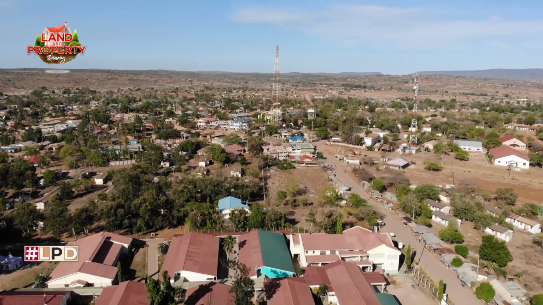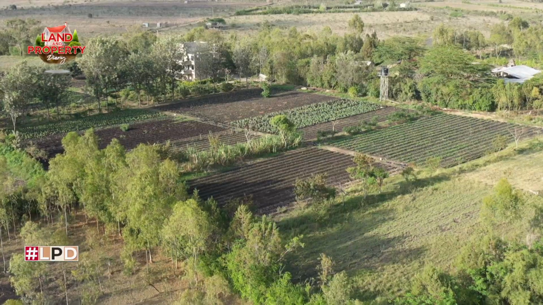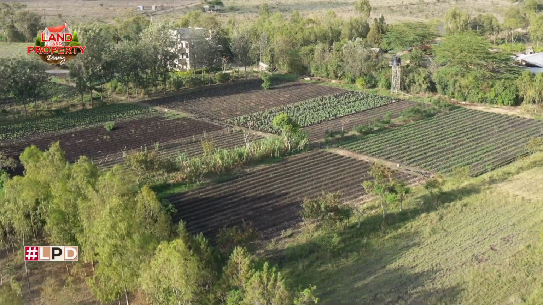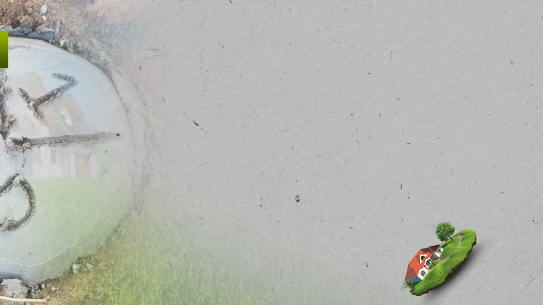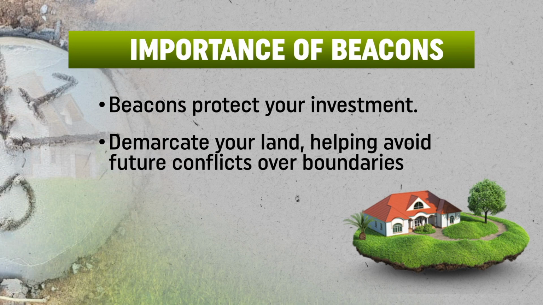When you're buying land, knowing exactly where your boundaries lie is crucial for both security and avoiding disputes. That's where the beacons come in. It tells you and others the exact reach of your property. Why are beacons so important? First and foremost, beacons protect your investment. They clearly demarcate your land, helping avoid future conflicts over where your land ends and your neighbor's begins.